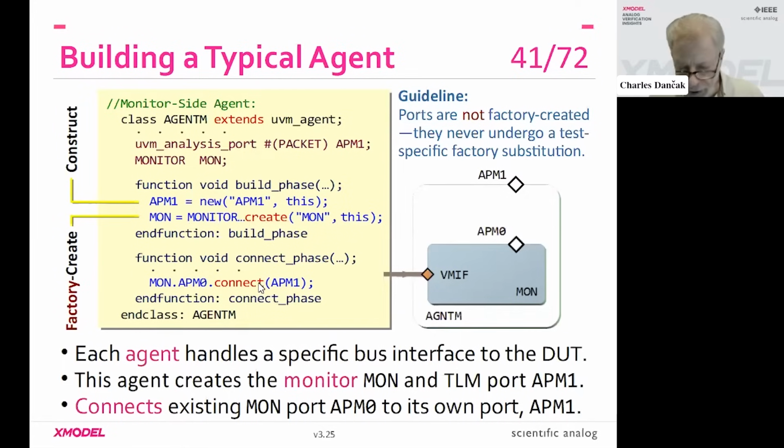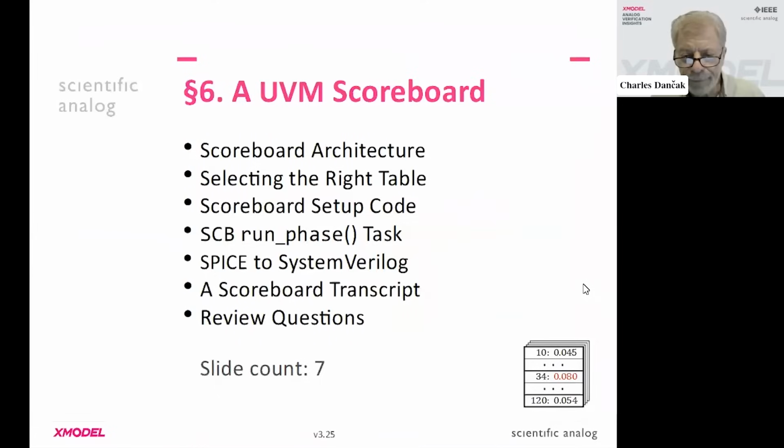Then we go into connect phase. We call the connect method to draw a thin red arrow between these ports, and we're done. There's our monitor side agent taking care of that entire output side interface with the DUT.